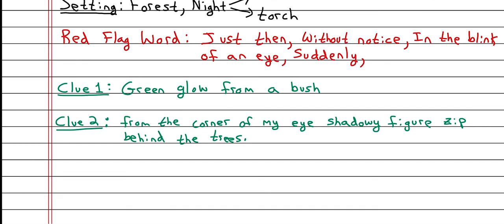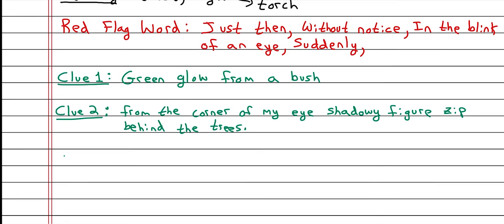And one more clue before we say it's a leprechaun. So clue number 3, what am I thinking of? Okay, I like this idea. So we're starting far and getting close. We start with a green glow of a bush, then a shadowy figure from the corner of our eye, probably still a little further away from us. But then the third clue is going to be really close to the character, and this is going to really spook them out. I'm going to imagine a twig snapping.